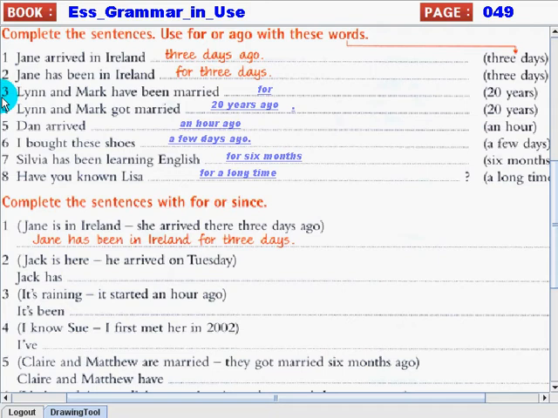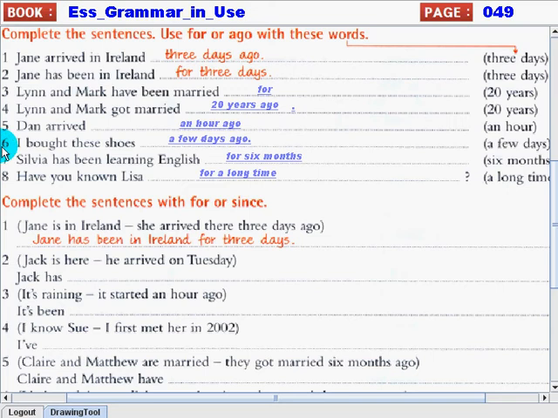Let's have number 3. Lynn and Mark have been married for 20 years. It means their relationship has lasted for 20 years now, okay? Next, Lynn and Mark got married 20 years ago. Okay? Then, arrived an hour ago.